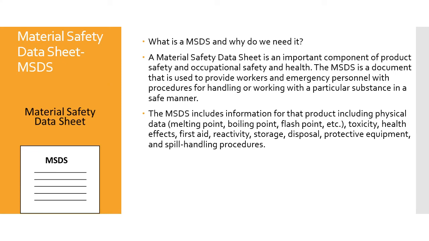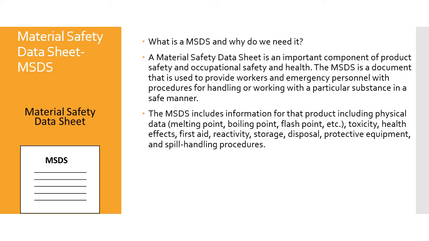Material Safety Data Sheets, MSDSs. If you've been in industry any appreciable amount of time, you've probably run across one of these guys. What is an MSDS and why do we need it? Well, a material safety data sheet is an important component of product safety and occupational safety and health. The MSDS is a document that is used to provide workers and emergency personnel with procedures for handling or working with a particular substance in a safe manner.